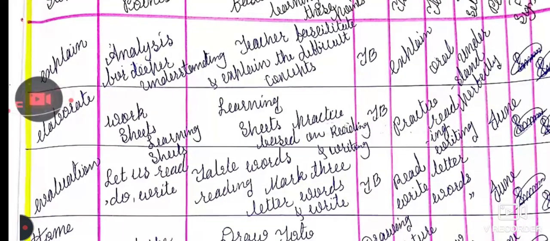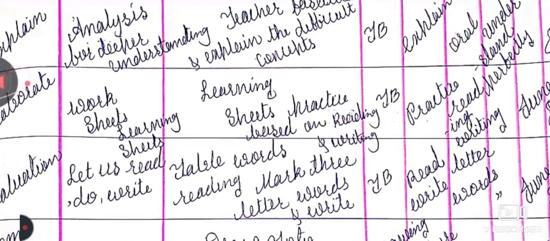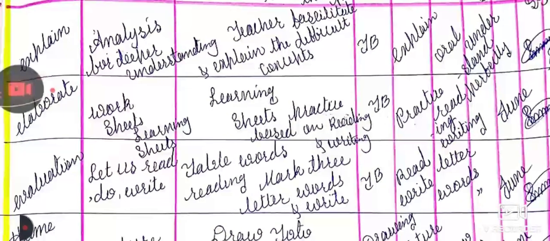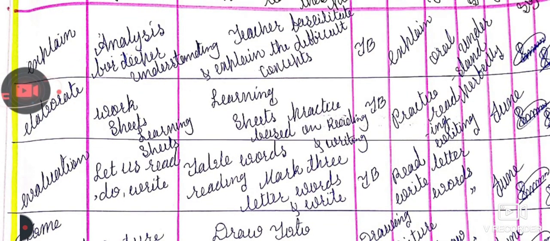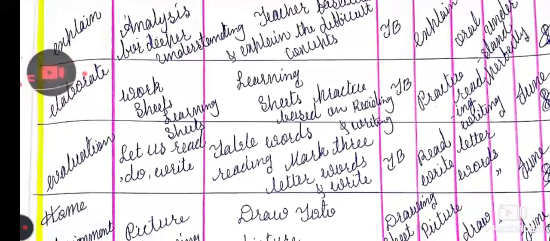Next, fifth step is evaluation. Here we evaluate children's understanding. Here learning point is let us read, let us do and let us write. These are the evaluation purpose points. And for this, what activities we conduct: table words reading, mark 3-letter words and write. These are the activities we give for evaluation. Here TLM is textbook, and tool is read and write. For this, technique is letter words, and completion month is June, 12 to 15 days, teacher sign, HM sign.